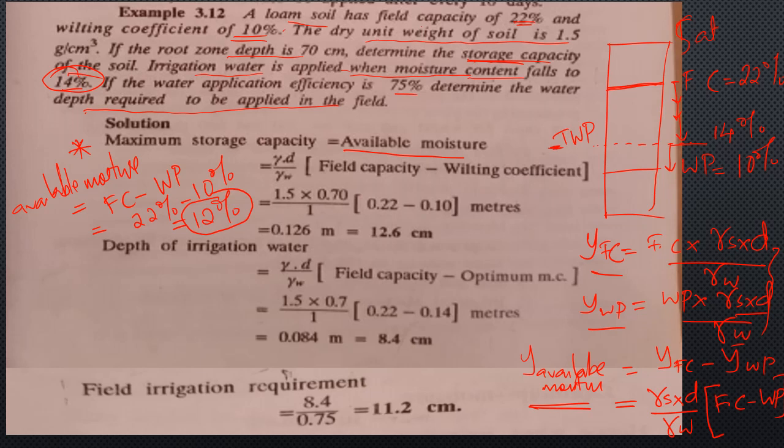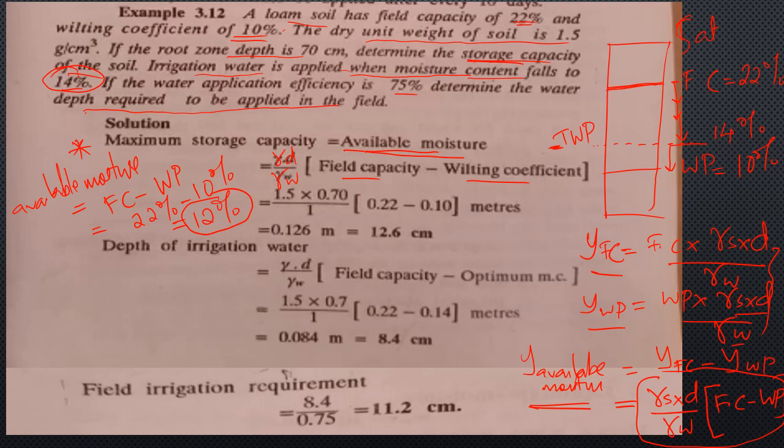Here, available moisture is field capacity minus wilting point, and to find the depth corresponding to that we used the equation we just derived: gamma S into D by gamma W into Fc minus wilting point, that is gamma D.